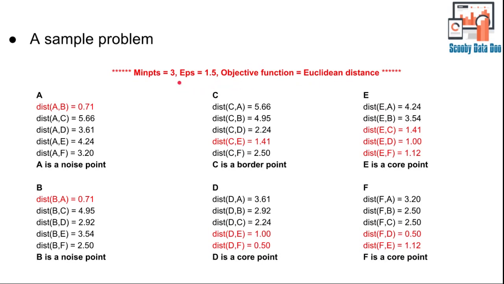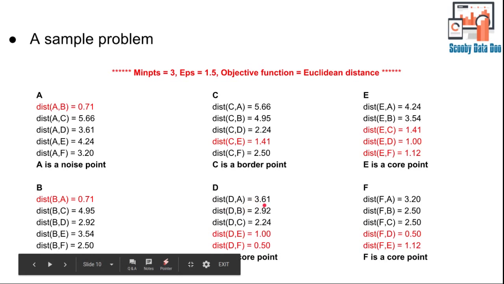So what was our EPS value? That was 1.5, and MinPts was 3. Just to recall, EPS is the value such that when the distance between 2 points is less than or equal to it, we can say those 2 points are sharing a neighborhood with each other. And MinPts is the minimum number of neighbors a point should have in order to be a core point. So I'll start explaining from D.